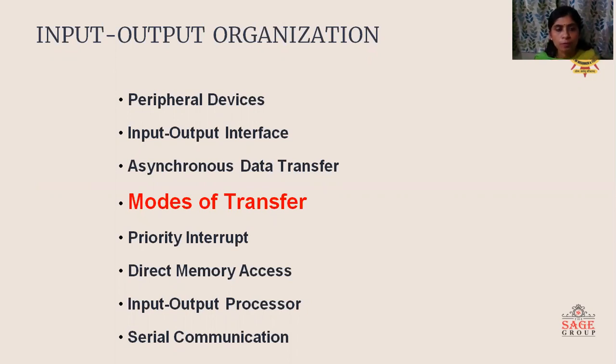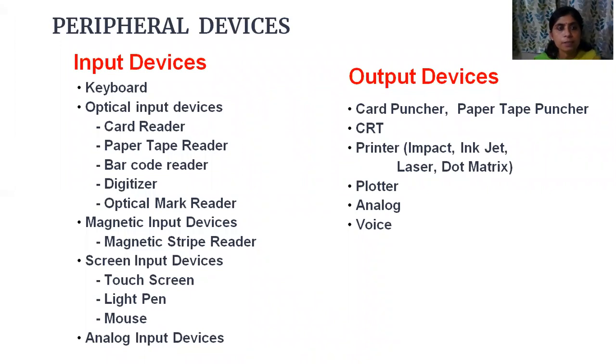Input devices and output devices, meaning peripheral devices, input output interface, asynchronous data transfer methods, serial transmission, parallel transmission, then in serial transmission, asynchronous data transmission, synchronous data transmission, modes of transfer, priority interrupt, direct memory access, input output processor, and serial communication. Today our main motive is to discuss the modes of transfer, but before switching to the modes of transfer, we will see what the peripheral devices are.